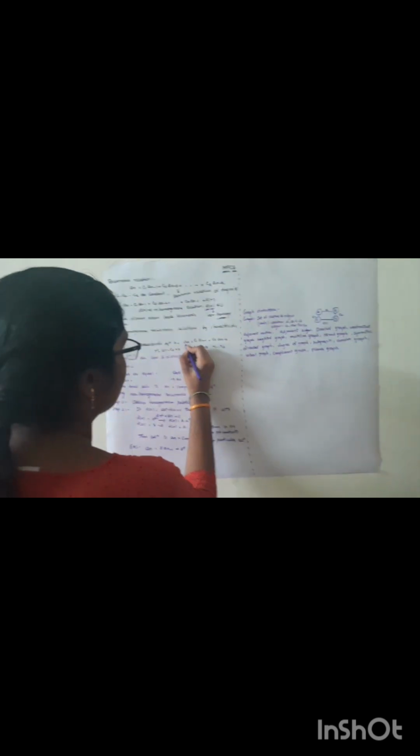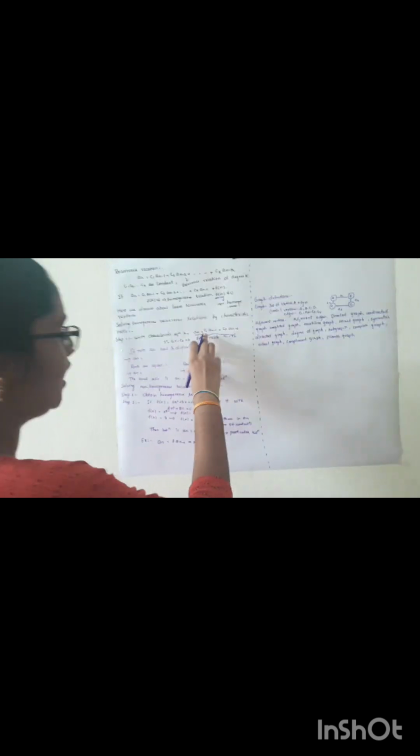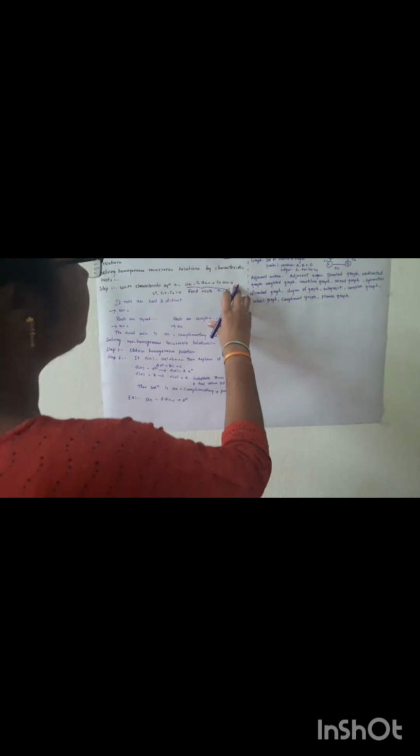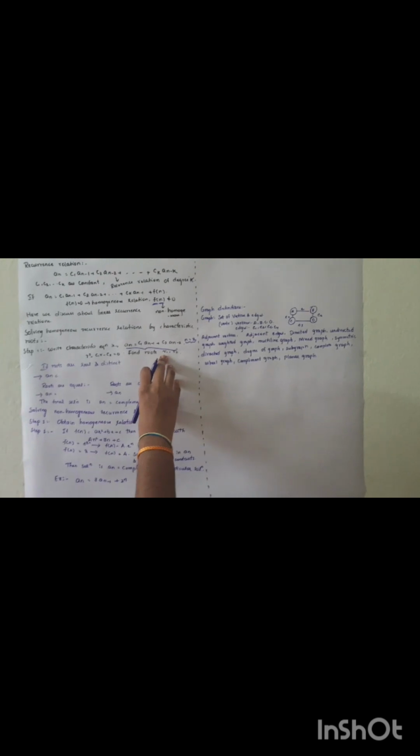Suppose let's consider the recurrence relation to be like this: a n equal to c1 a n minus 1 plus c2 a n minus 2. Here the degree of this recurrence relation is 2. So we get two roots. Let us consider those roots as r1, r2.